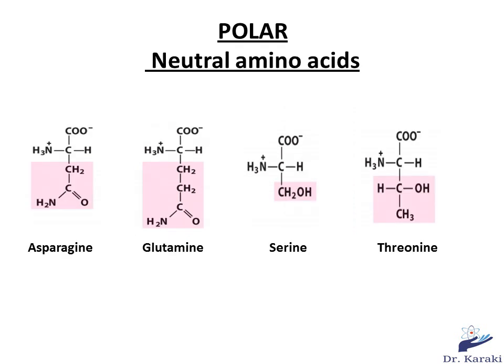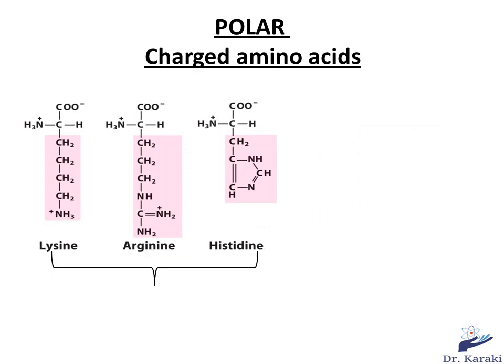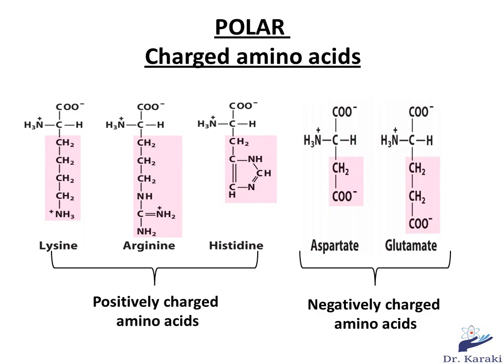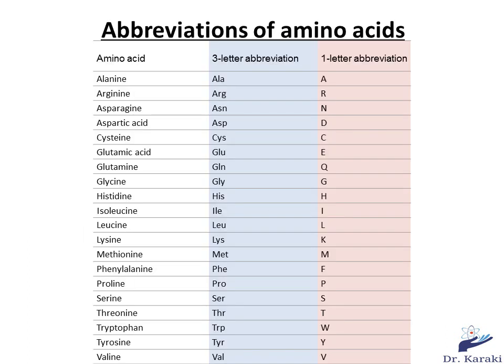Now the polar amino acids are divided into 2 groups, the neutral and the charged amino acids. In this slide we'll talk about the neutral amino acids. Among them we have asparagine and glutamine, and the hydroxyl containing amino acids serine and threonine. As for the charged amino acids, some are positively charged such as lysine, arginine, and histidine. Others are negatively charged amino acids such as aspartate and glutamate.